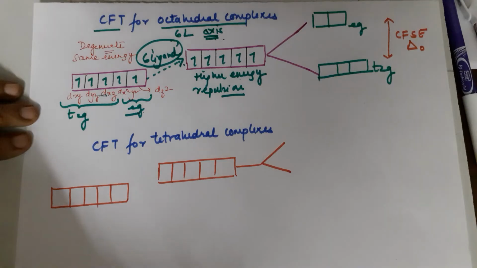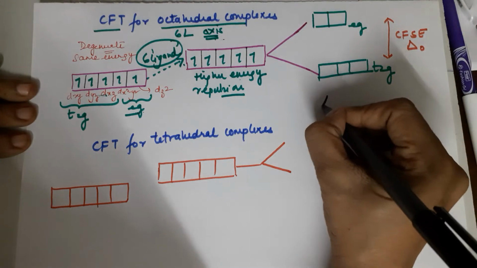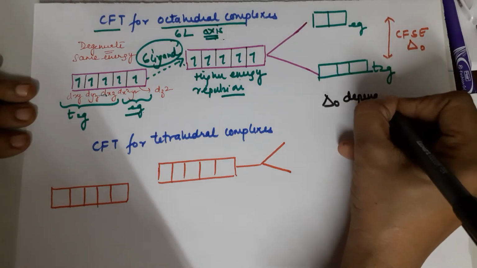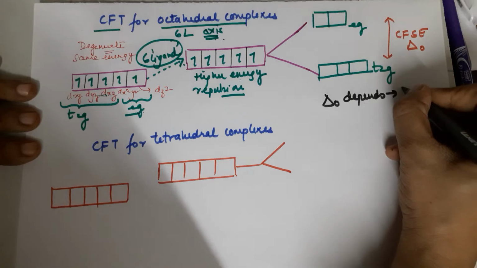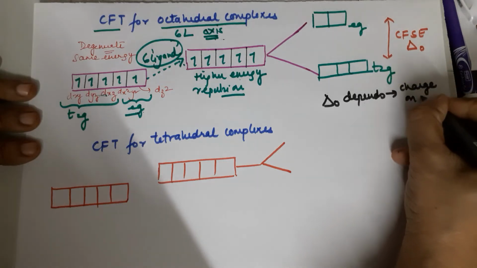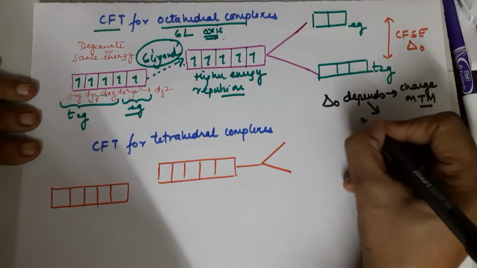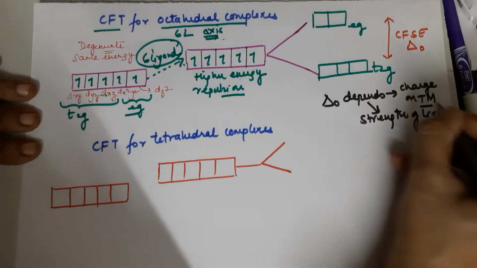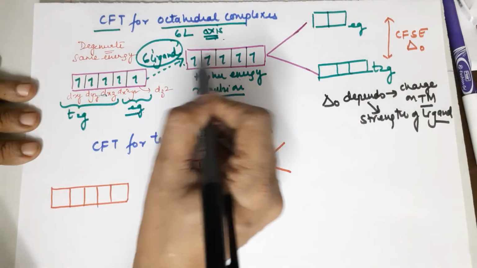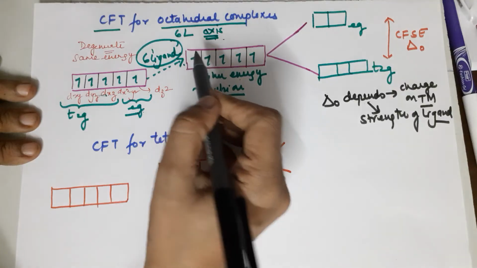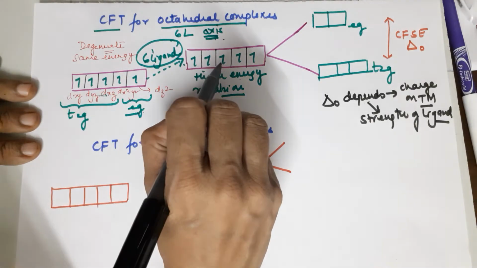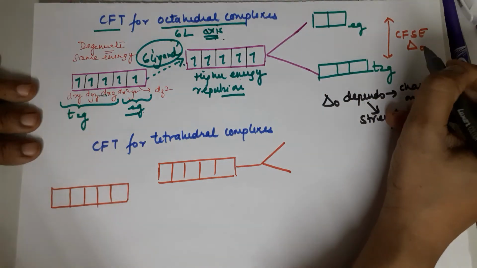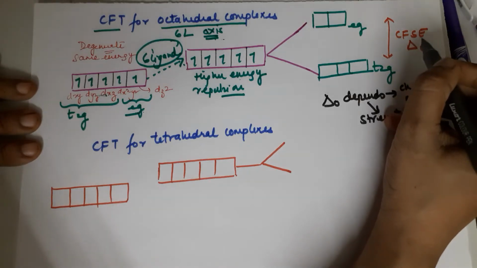Just for your information, you should understand that your delta naught, that is delta octahedral, is dependent upon number 1, your charge on transition metal and strength of ligand. If there is more positive charge on the transition metal, ligand will approach more with their lone pairs. If there is stronger ligand, it will go closer to the d orbitals. If it goes closer to the d orbitals, it will affect more and the splitting energy will change. This delta naught is not constant, it changes when the ligand changes.